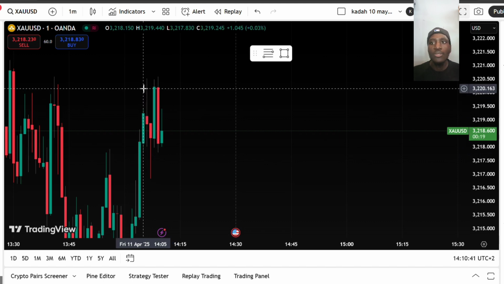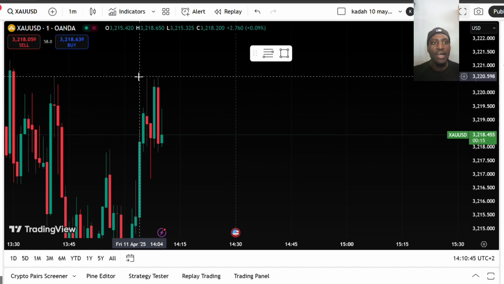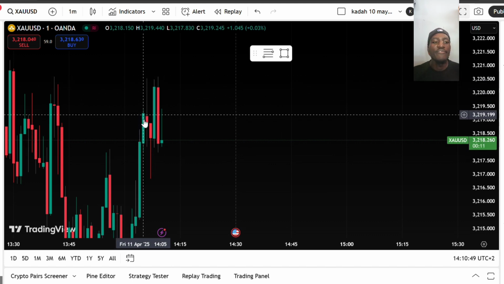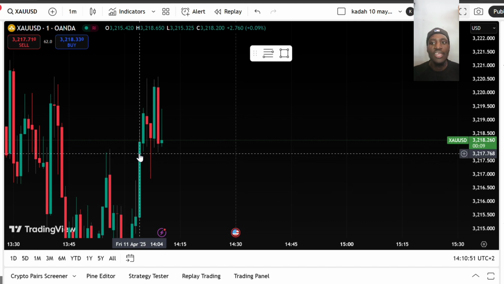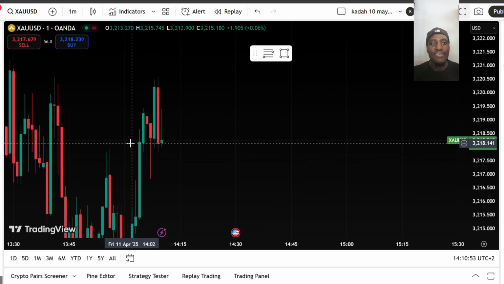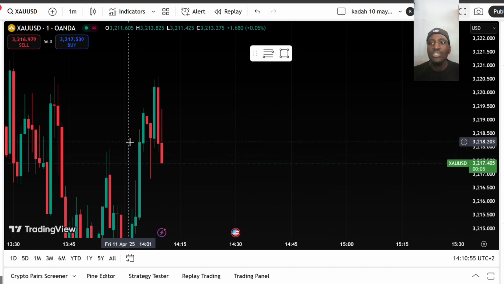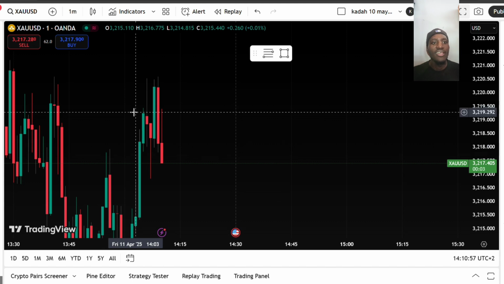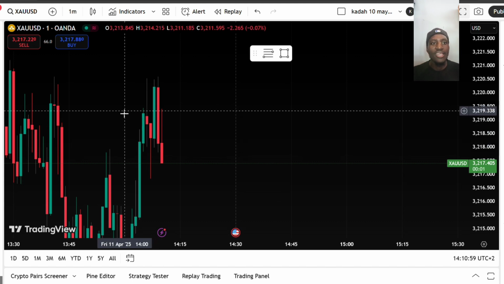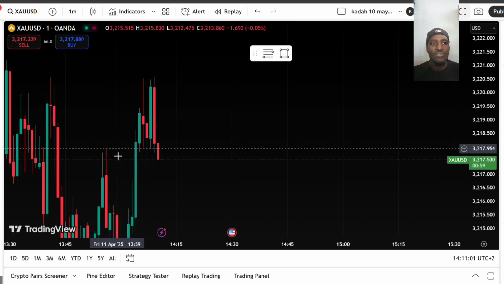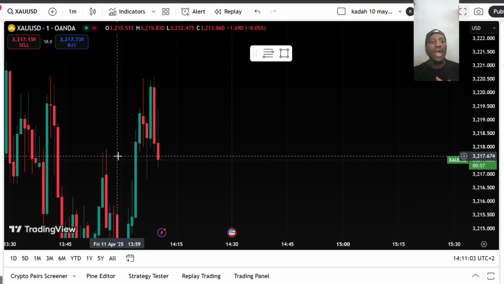It opens at 3220.163, and the high part of the candle was 3220.598. The lowest part of the candle was 3217.768, and the candle close was 3218.203. And the next candle, it opens here, it comes back up, and it starts to flip. So this is actually how a candlestick forms.